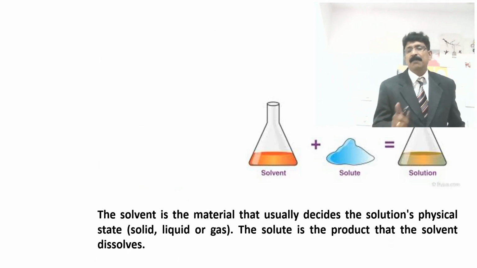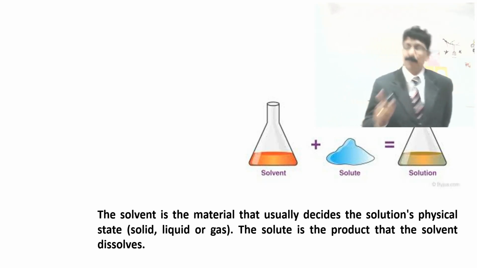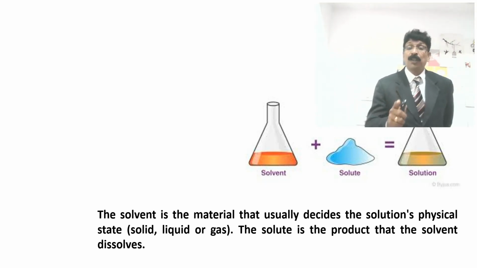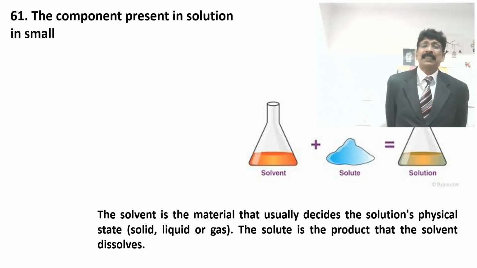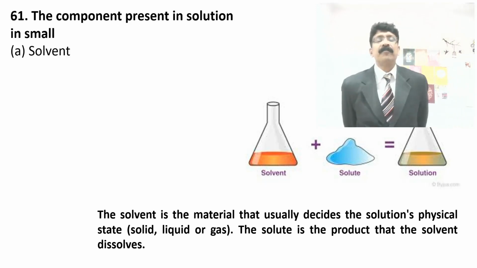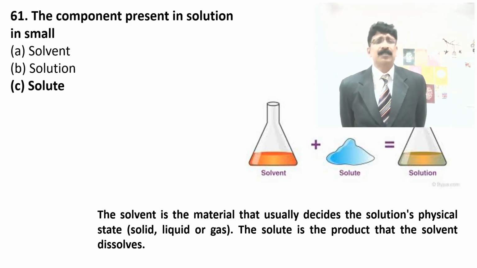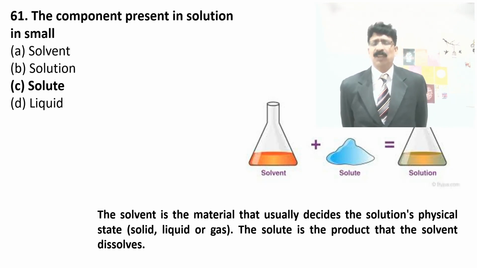Solvent is the material which usually decides the physical state of the solution: solid, liquid, gas. The solute is the substance that the solvent dissolves. The component present in the solution in small quantity is the solute. Solvent is wider. The solute is the small one which is solubilized in the liquid solvent.